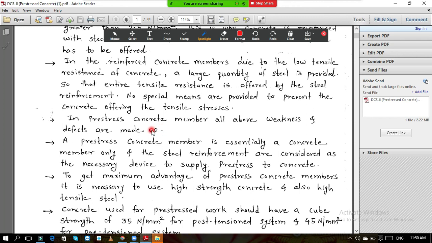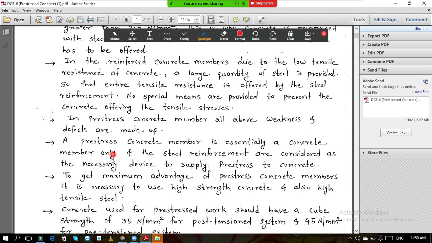So in a prestressed concrete member, all the above weaknesses and defects are made up. Whatever points we have talked about right from the top: the concrete has a high strength of 40 Newton per mm square, but its tensile strength is very low, 2.5 Newton per mm square. That is why we mix concrete and steel together in a member. Where the tensile stresses are likely to have a greater magnitude, there we provide the steel, and the concrete doesn't resist any tensile stresses. It is all taken care of by the steel.